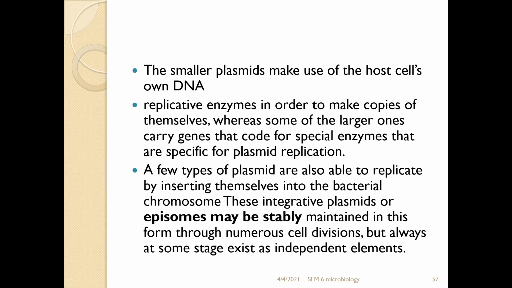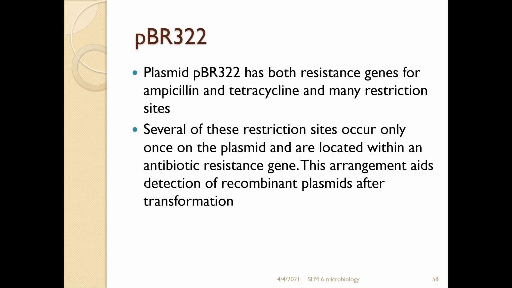A few types of plasmids are able to replicate by inserting themselves into bacterial chromosomes. This is another phenomenon where the plasmid itself becomes a part of the bacterial chromosome, and then it starts replicating. These integrated plasmids are known as episomes, and they are more stable and can be maintained uniformly. In later studies, you will see that episomes are more useful for recombinant gene cloning or recombinant DNA technology.